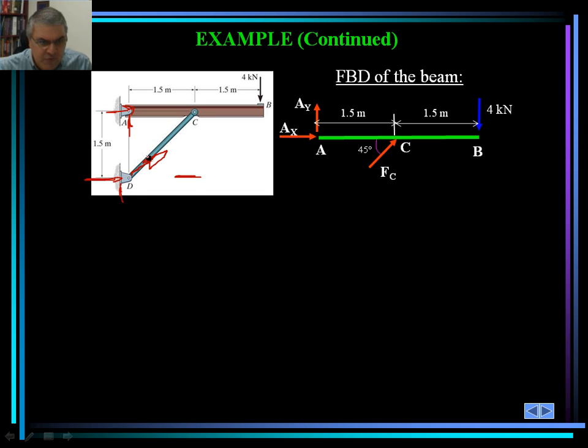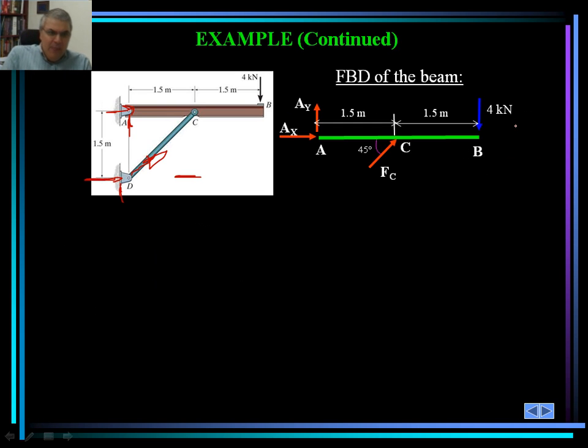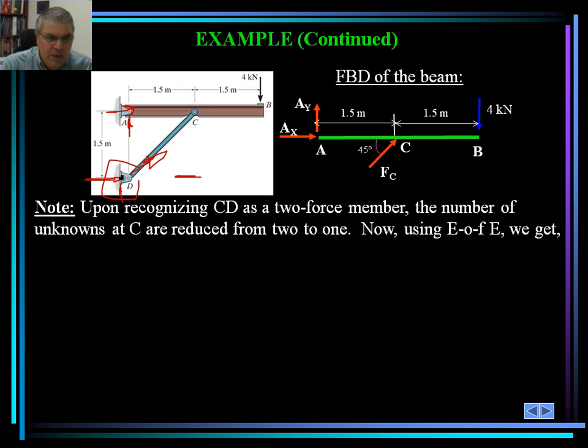And so there'd be a force here as a result of the 4 kilonewton, and there would be forces developed at member DC. And as you can see, we put all the unknowns there, because we are looking for the support reactions at A and C. We are really not concerned with the D part of the equation, although we may use it to solve the problem. Let's see how we do this.